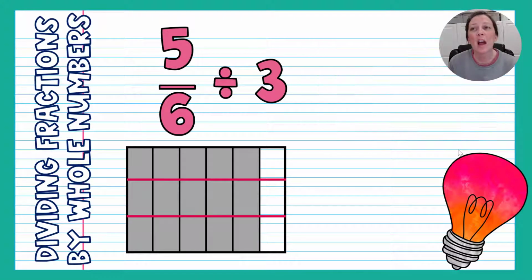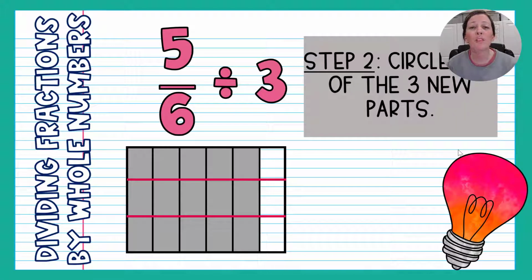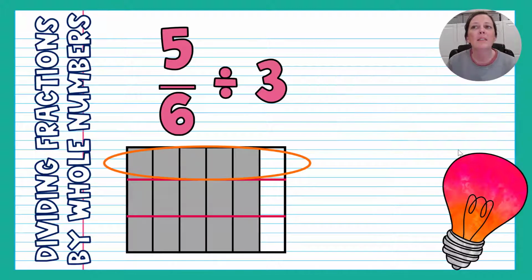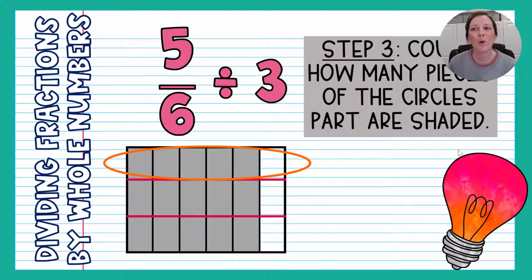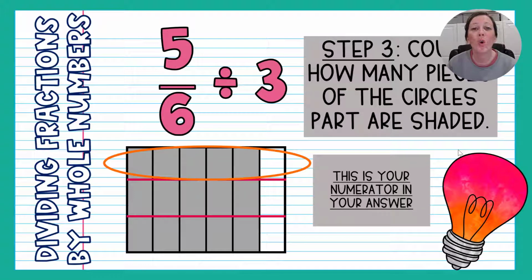Okay. Now for step 2, what I want to do is I'm going to circle one of those new 3 parts that I just made. So that's going to look a little something like this. I've circled one of the new 3. Step 3 is I want to count how many pieces of that circle is shaded. So whatever that answer is, that's going to be the numerator in the answer to my problem.